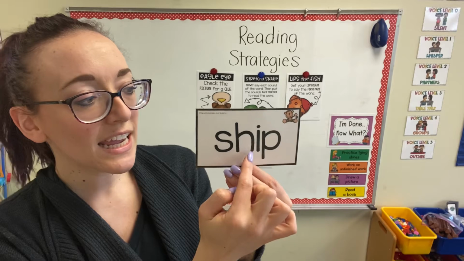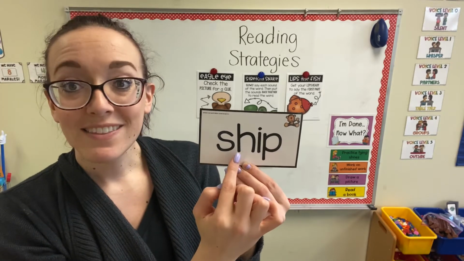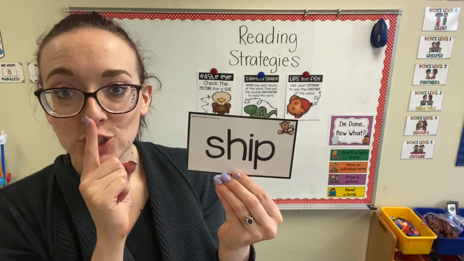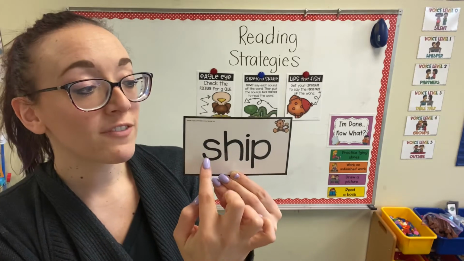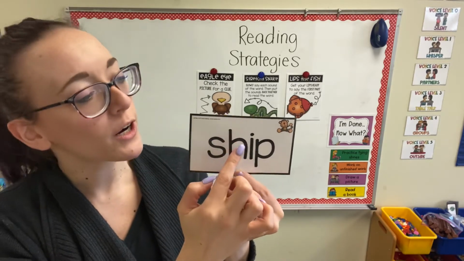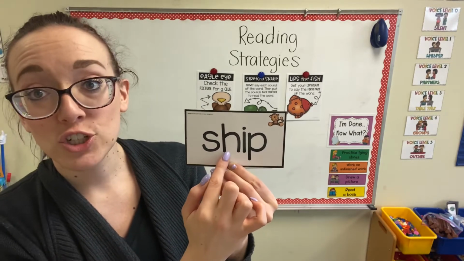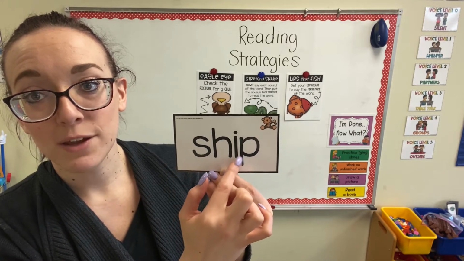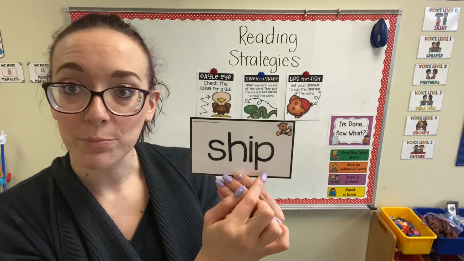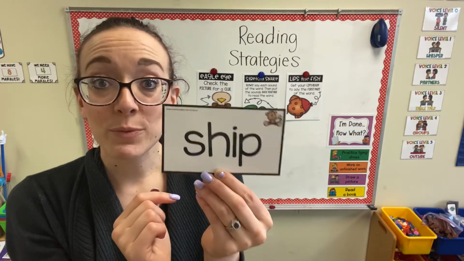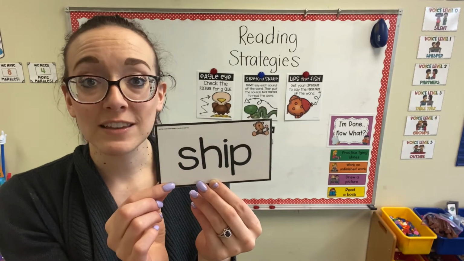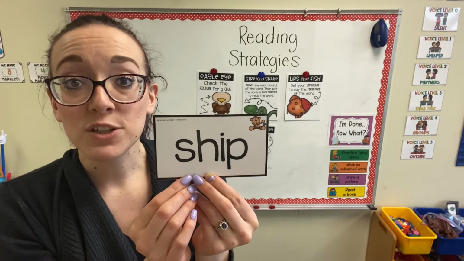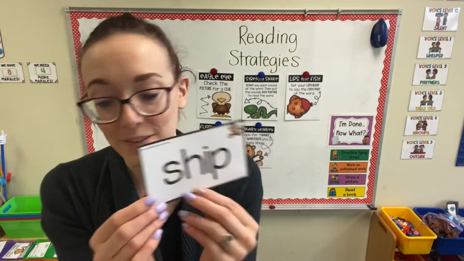Oh. S, H, when we put them together, they don't say s anymore. They say sh. So when we find this chunk in our word, we're going to make sure that we remember that sh, ip, sh, ip, ship. This is our word ship. So when we're using Chunky Monkey, we're looking for letters or chunks of letters in a word that make a special sound so that we can make sure we're saying that sound correctly.